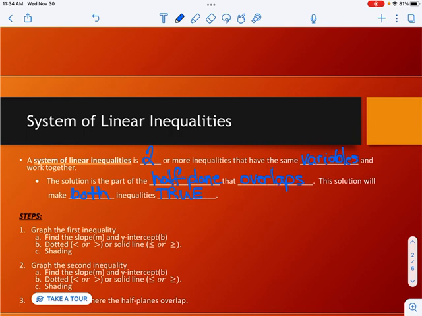Okay? So what we're looking for is, remember, in a system of equations, we got an ordered pair, or we said no solution, or infinitely many. In a system of linear inequalities, there is one method, and that is graphing, and the solution is the part of the graph where the shaded regions overlap.